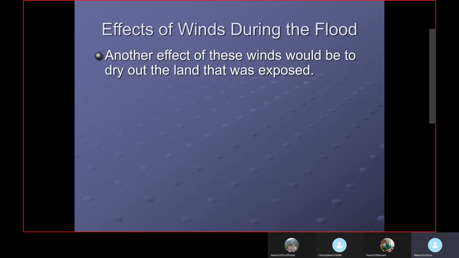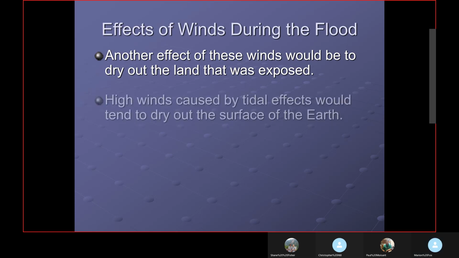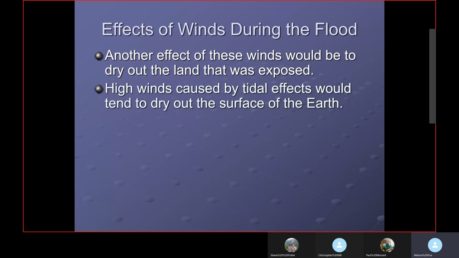Another effect of these winds would be to dry out the land that was exposed, to dry it out very quickly, particularly after the rain had stopped and the air was fairly dry. Winds caused by tidal effects would tend to dry out the surface of the earth that was exposed. Remember, the tidal flood water would go out and come back in, go out and come back in.